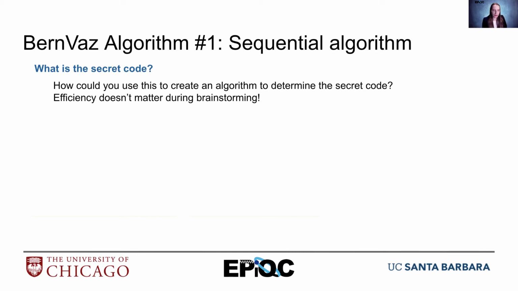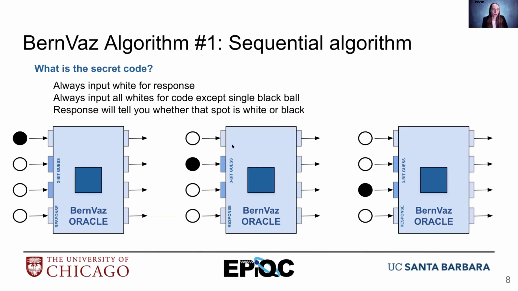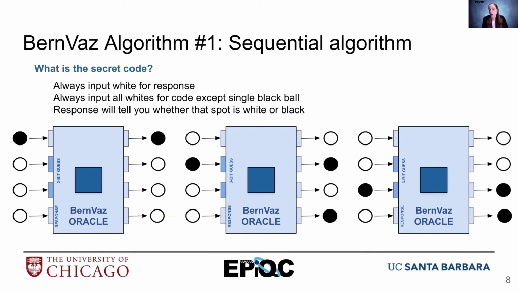The sequential algorithm is to do a series of probes where you only ever have one black ball, because then that tells you whether that black ball is attached to a C naught or not. If the response does not flip, like this first case, that means it's a 0. But in the second case, it does flip, which means the second one is a 1. And in the third case, it also flips, which means the third one is a 1. So we're guaranteed that if I have an n-bit code, I can figure out the code in n trials.